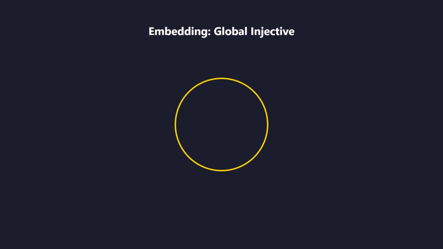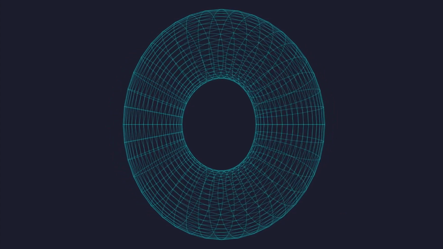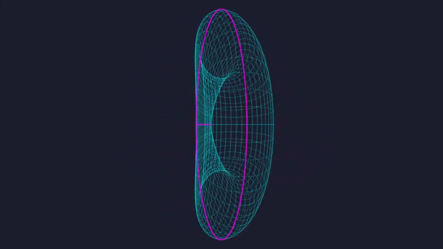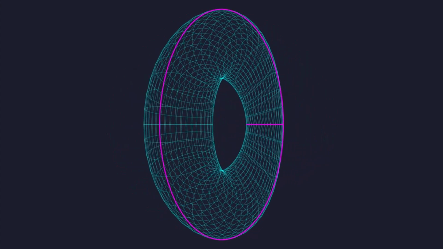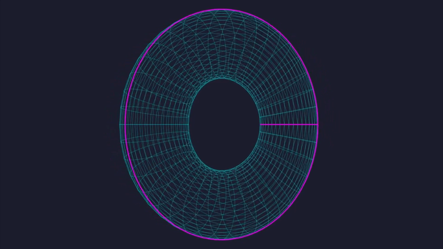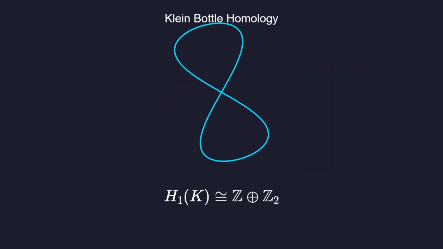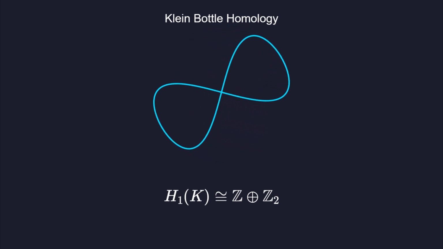An immersion is a local embedding where the differential is everywhere injective. The 3-dimensional Klein bottle is a global immersion because it fails global injectivity at the intersection loop. In 3 dimensions, the self-intersection set forms a closed curve. Along this curve, 2 distinct patches of the manifold occupy identical coordinates in 3-dimensional coordinate space. Moving to 4 dimensions resolves this singularity. The self-intersection curve separates into 2 non-intersecting spatial curves, separated by a non-zero distance along the 4th spatial axis.